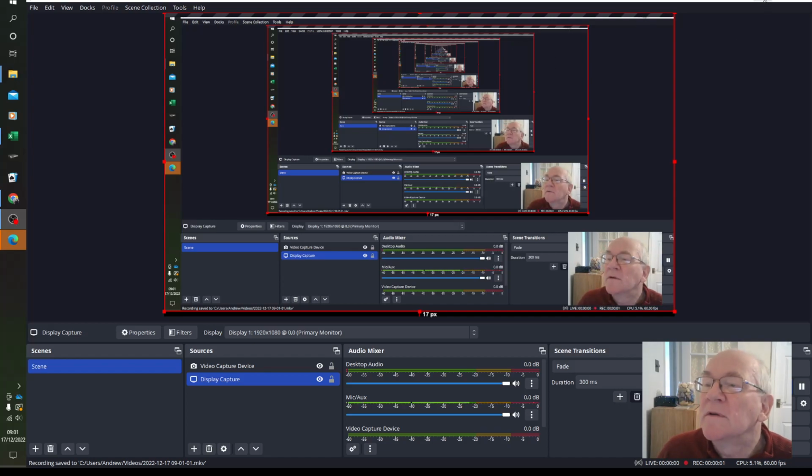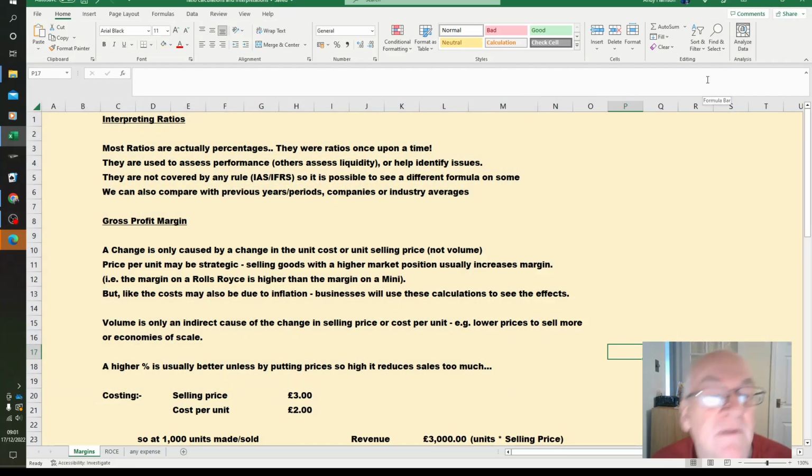Hello accounts people, time to have a look at ratios, focusing on the 4 ratios for the level 3 AAT syllabus. So first of all, most ratios are actually percentages. There are a couple that are still occasionally calculated as a ratio, in other words something to 1. These were all ratios once upon a time. These are all used to assess the performance of a business.